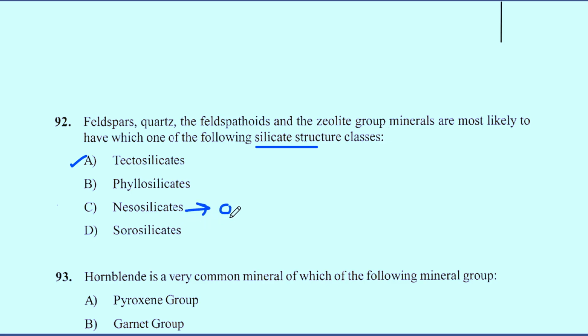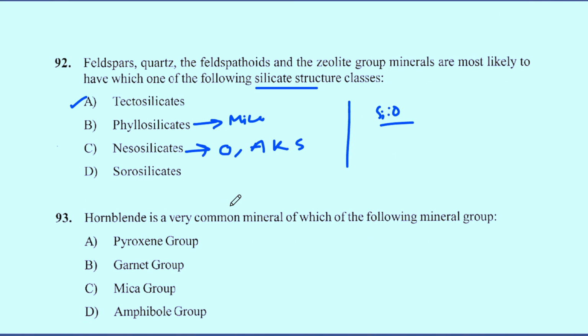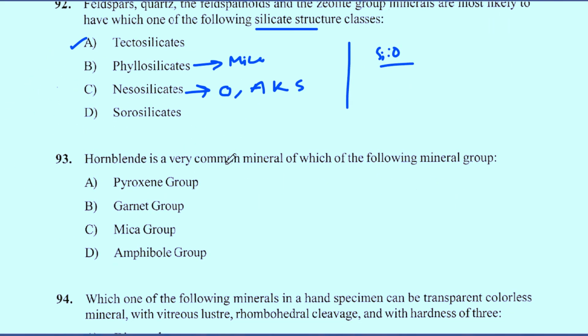Nesosilicate, we will get olivine, andalusite, kyanite, sillimanite like this. And with this we also have mica. Okay, and with this we should also remember the ratio of Si and O for future exams. If you need a more detailed video on this, you just mention.